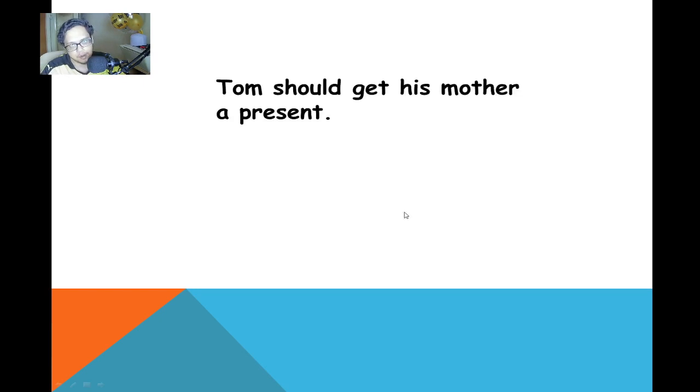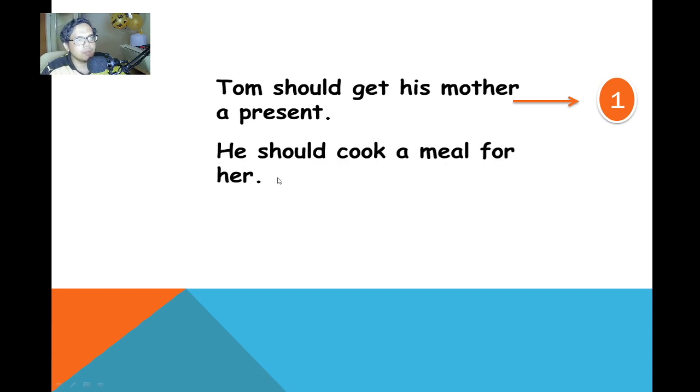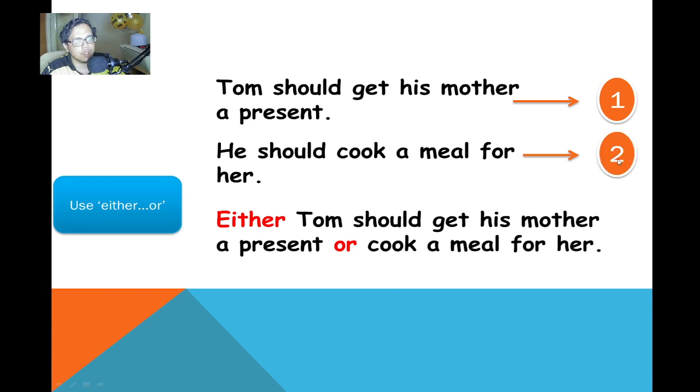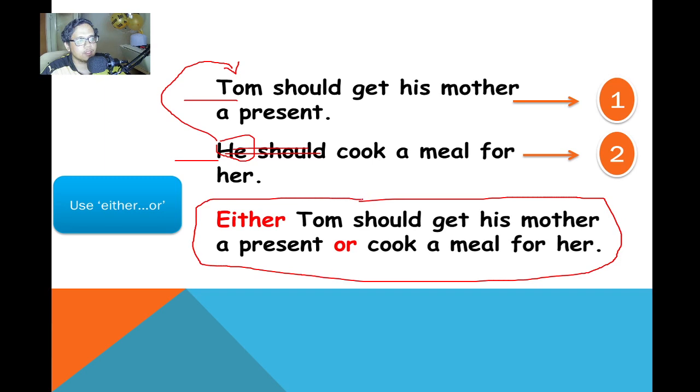Okay. Next example. Tom should get his mother a present. Sentence number one. He should cook a meal for her. Sentence number two. Then we use either or. Remember, put "either" in front of the first sentence and "or" in front of the second sentence. But right now, we have to find the same word. Tom should, he should. This is actually the same word, because "he" here refers to Tom. So, it's the same, 一样的. So, no need to write. So, you use either Tom should get his mother a present or cook a meal for her. That's why you get this one. Can understand? Alright, I'll continue. If you cannot understand, please let me know.